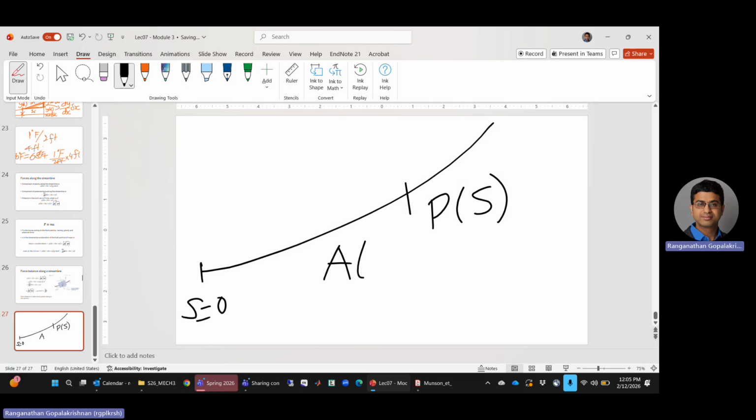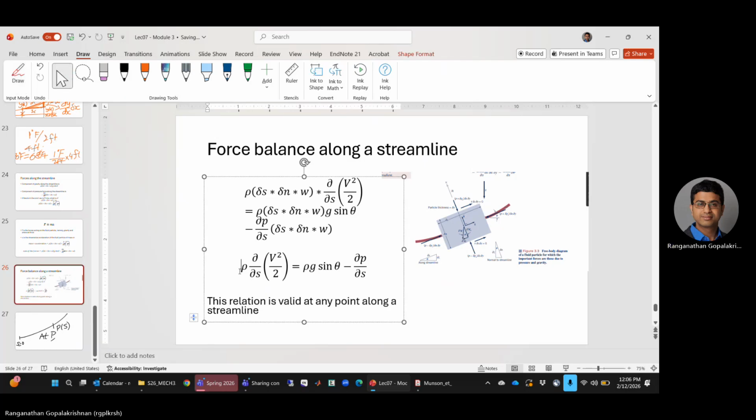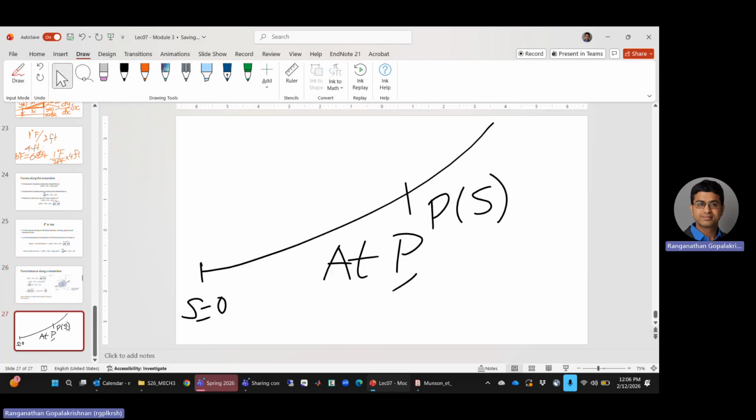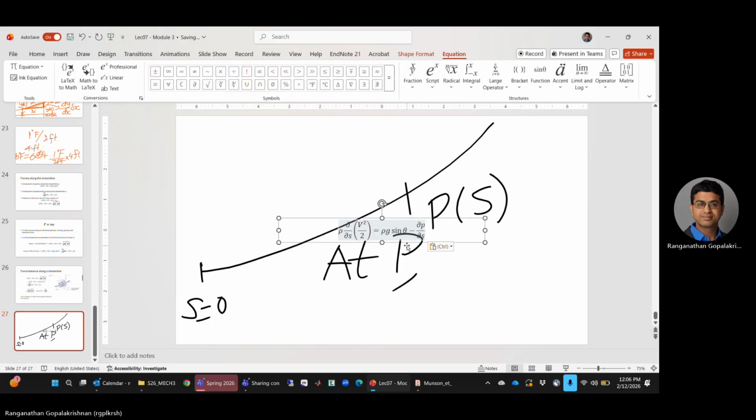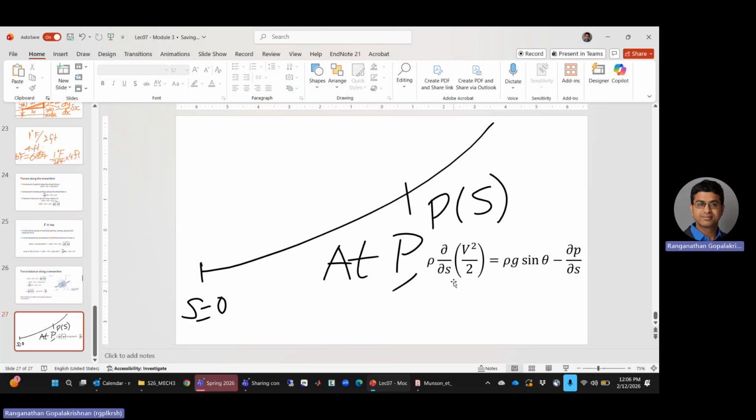At P, you can write the relation which we got here. At any point P, you can write this relation. P can be any point. P can be here. I can draw P here. P is just a marker of an arbitrary point, and at that point, this relation is valid locally.